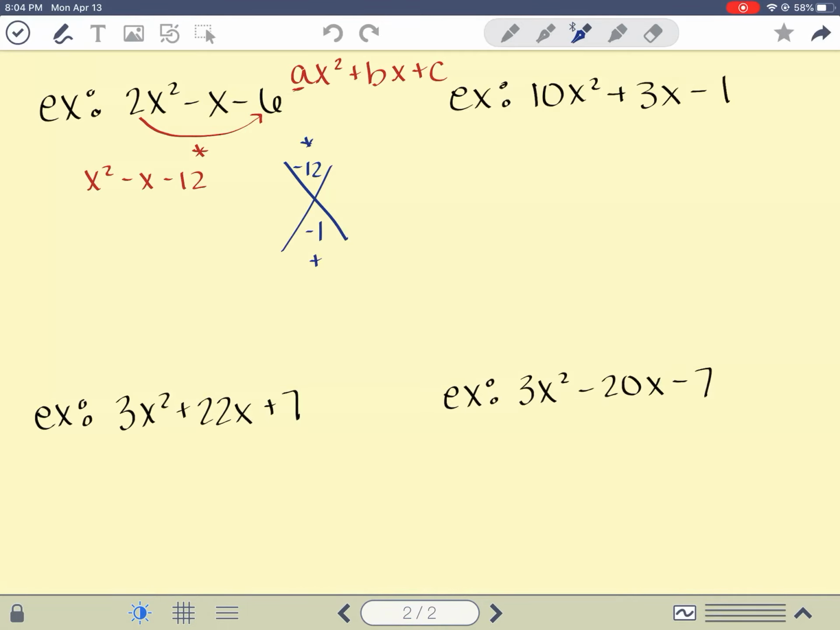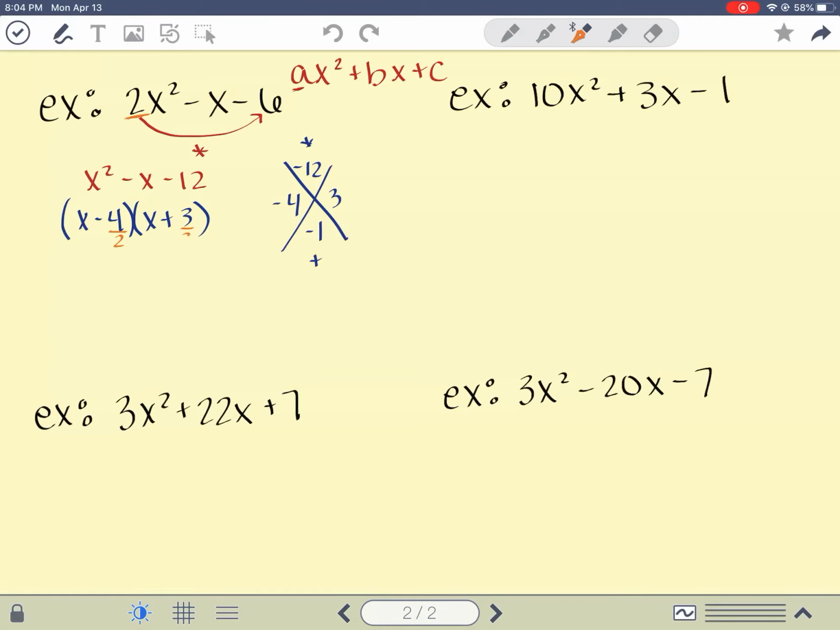We're going to multiply to that negative 12 and add to a negative 1. Multiplying to a negative means a positive and a negative. And we are adding to a negative 1, so our bigger number is going to be negative. We end up with negative 4 and a positive 3. So in our first set of parentheses, x minus 4, and in our second set, x plus 3.